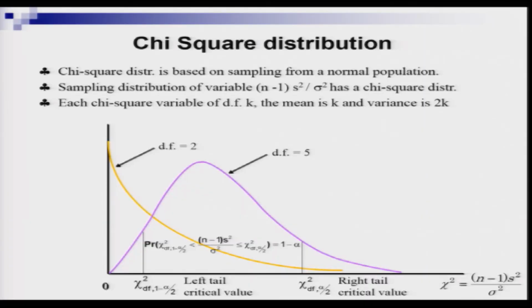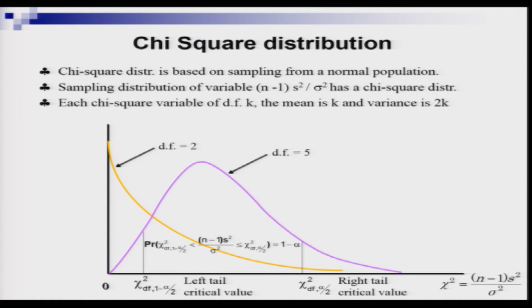Just to remind you of a few basic things about chi-square distribution from the previous lecture: chi-square distribution is based on sampling from a normal population. That is a mandatory thing. It is a strict assumption that if you want to deal with chi-square distribution, the sampling should be from a normal population. So, the original data should at least look like a normal distribution, it should come from an approximately normal population.